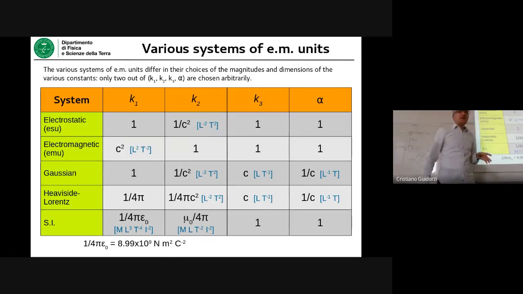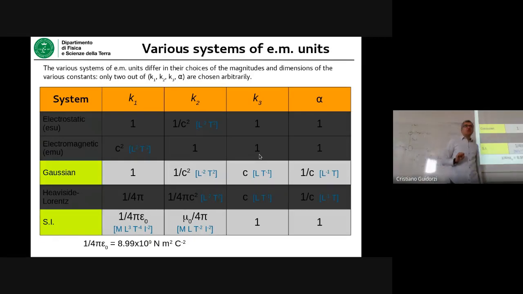You see, here I put five of the systems of units. And for all of them, I put the four constants I just introduced, so you can immediately appreciate them. In addition to the constants, I also put the dimensional analysis, you see. When you see nothing, it means just one number. In particular, let's focus on the two which I mostly care about, which are the Gaussian system and the international system. Let's look at K1. You see in the Gaussian system, K1 is just 1.